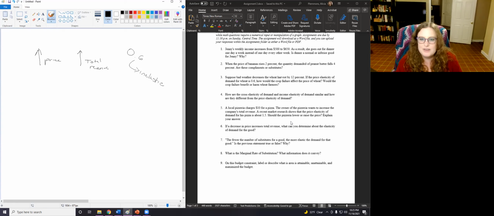So I think that one's kind of interesting. But always remember, you have to think about the price, if it's elastic or inelastic, and the total revenue. The relationship in between any two of those will give you what the third one is.